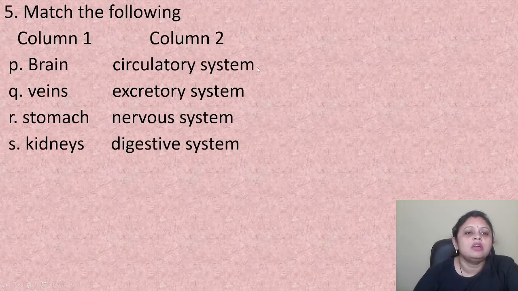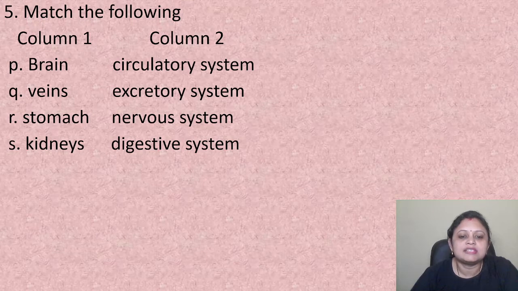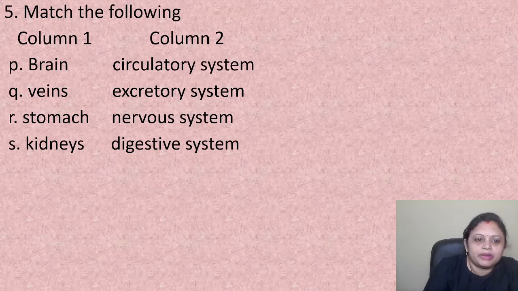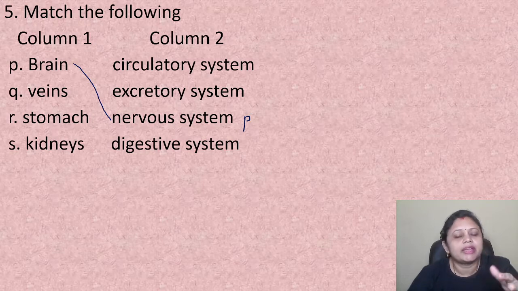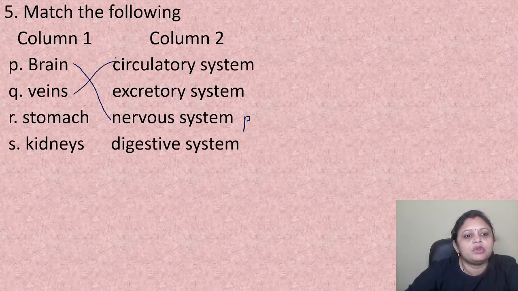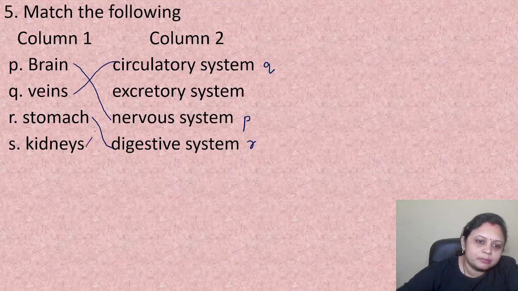Coming to the next question: match the following. Column 1: brain, veins, stomach, kidney. Column 2: circulatory system, excretory system, nervous system, digestive system. The brain is part of the nervous system, so I can write P here. Veins carry the blood, so they are part of the circulatory system, so we write Q. The stomach is part of the digestive system, so we write R. Kidneys are part of the excretory system, so we write S.